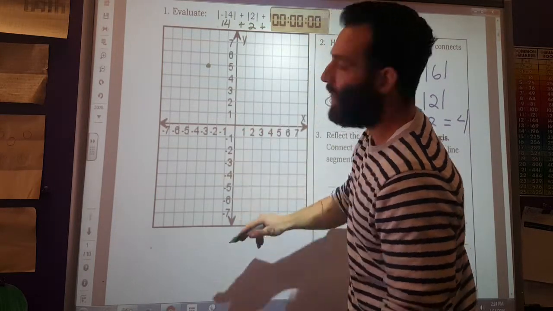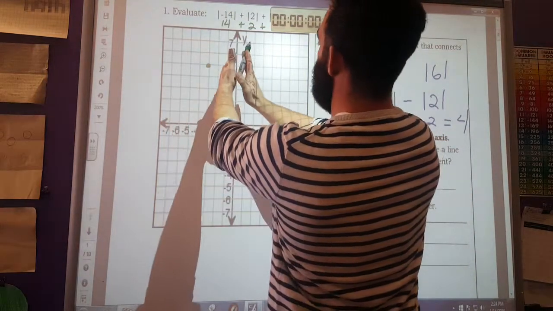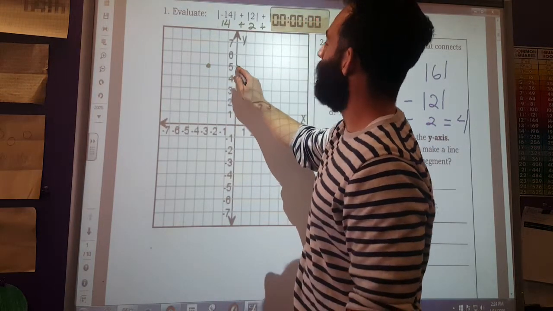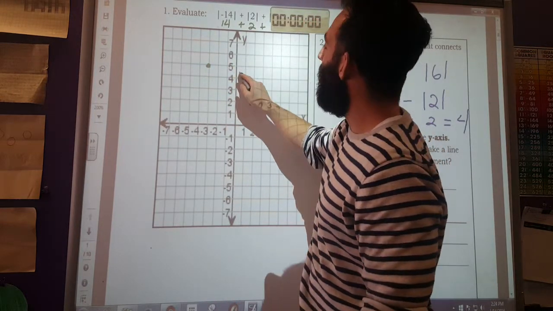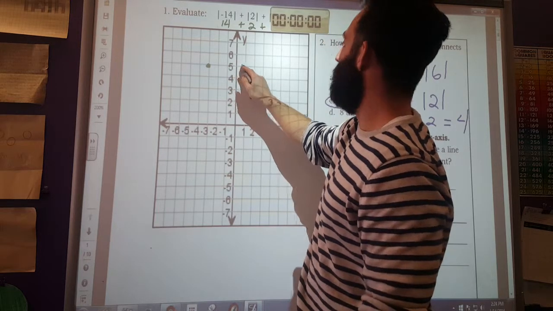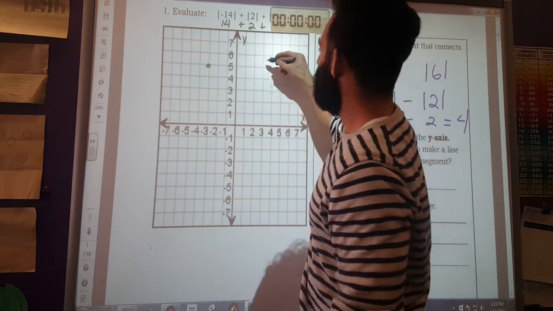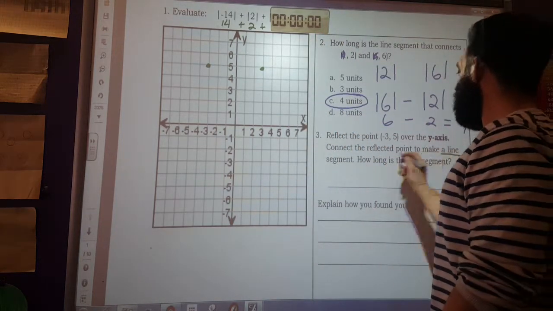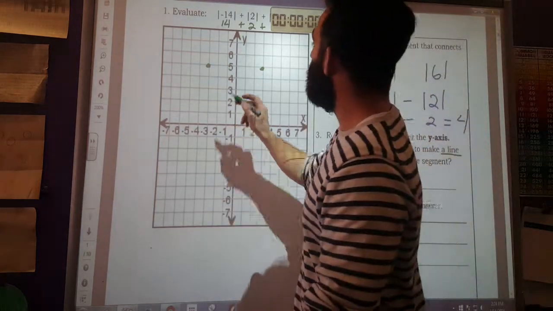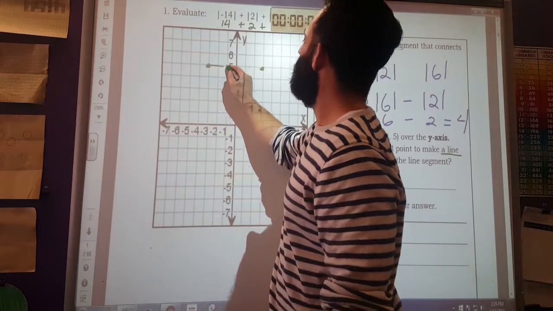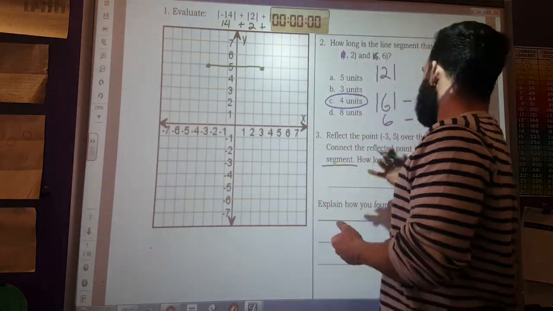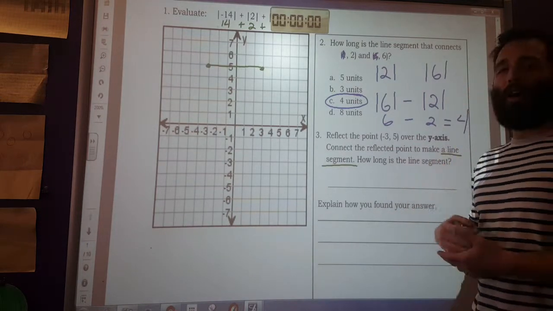Now I'm going to pretend that I'm folding this in half. Now if I see that this dot is 1, 2, 3 away from the y-axis, I'm going to go another 3. 1, 2, 3. And make my point here. Now it says to make a line segment. That's exactly what I'm going to do. Connect the lines.